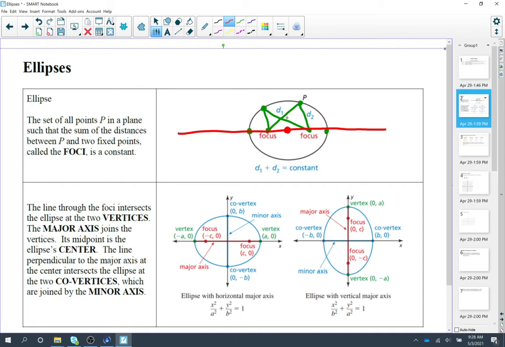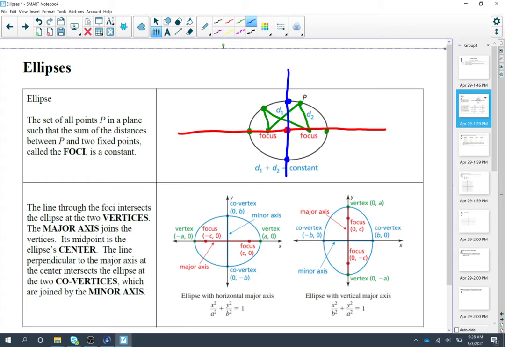The line perpendicular to the major axis at the center intersects the ellipse at the two co-vertices, which are joined by the minor axis. So then, if we come up here, we have two more vertices. Those are your co-vertices. And when you connect those through your center, that's your minor axis. Notice that the major axis is the longer one. The minor axis is the shorter one.